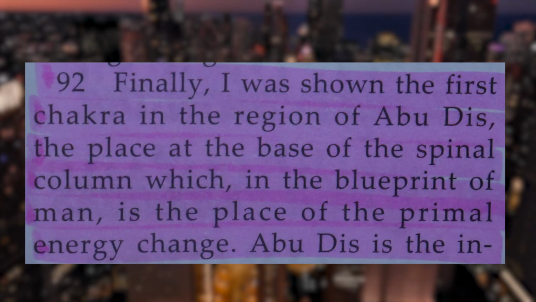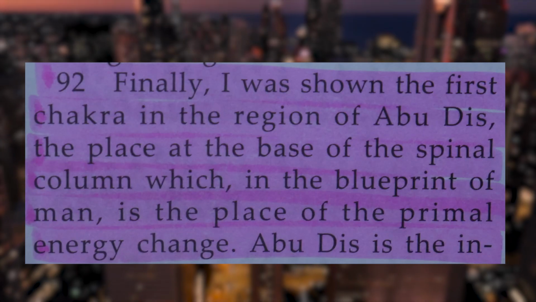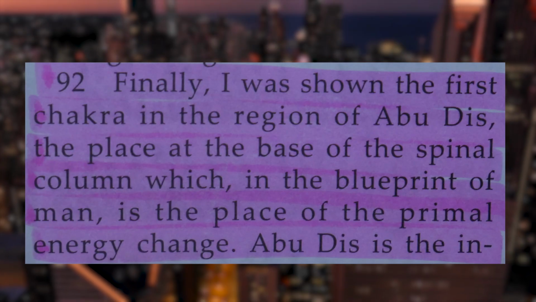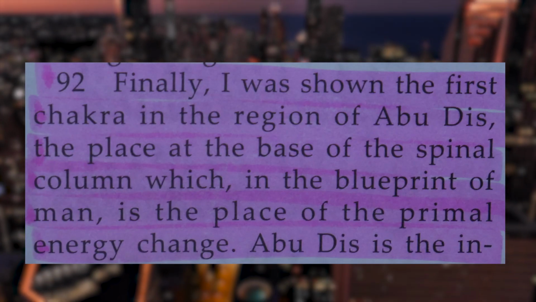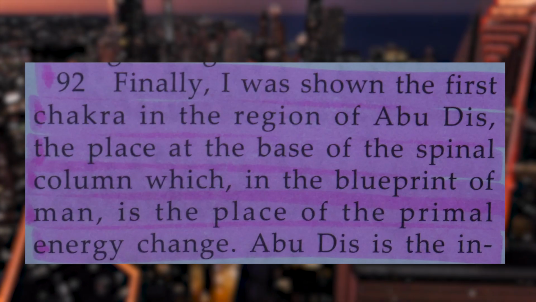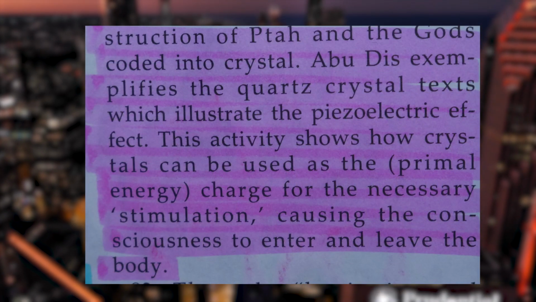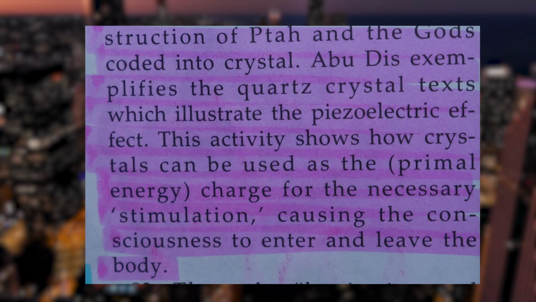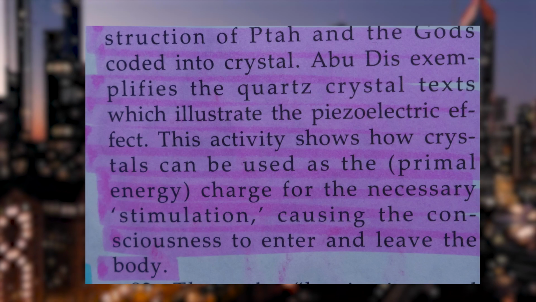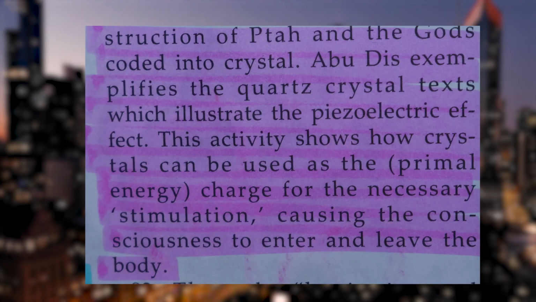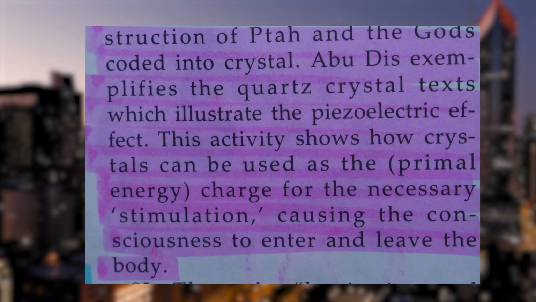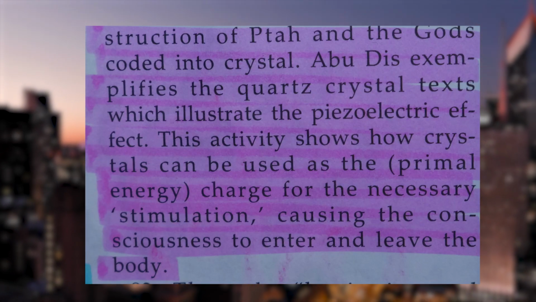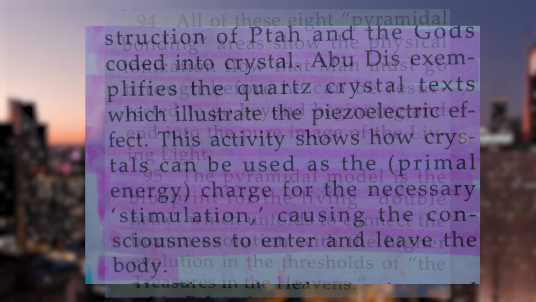92. Finally, I was shown the first chakra in the region of Abu Dis, the place at the base of the spinal column, which in the blueprint of man is the place of the primal energy change. Abu Dis is the instruction of Ptah and the gods coded into crystal. Abu Dis exemplifies the quartz crystal text which illustrate the piezoelectric effect. This activity shows how crystals can be used as the primal energy charge for the necessary stimulation, causing the consciousness to enter and leave the body.